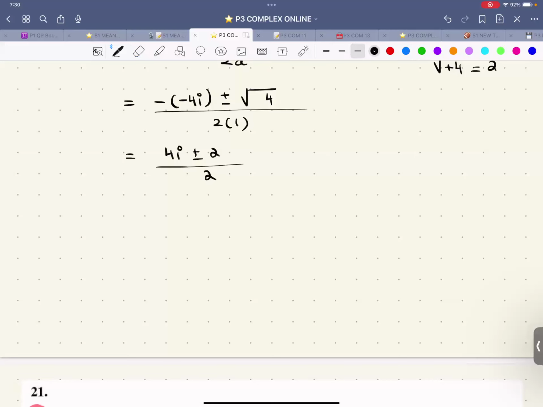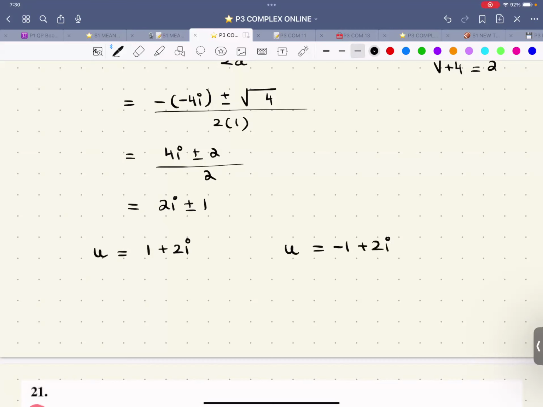This is 2i plus minus 1. So therefore, the two answers for U: let me write it in the standard form. This is 1 plus 2i, and this is minus 1 plus 2i.